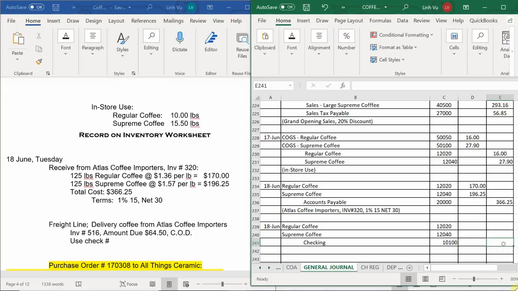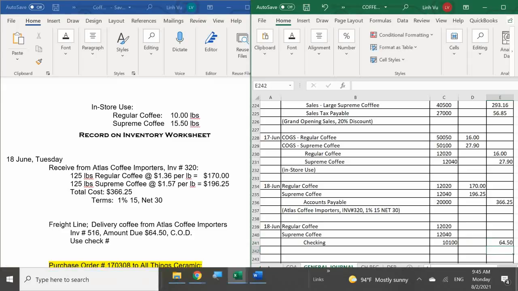Okay? So we have a total of $64.50. How much of that amount is going to go to my regular coffee and how much is going to go to my supreme coffee? Well, it's not itemized like that. Do we have to figure out that number because it's not itemized like that? Correct. But in this case, it's not broken down like that. So in this case, how would I split it? The shipping.